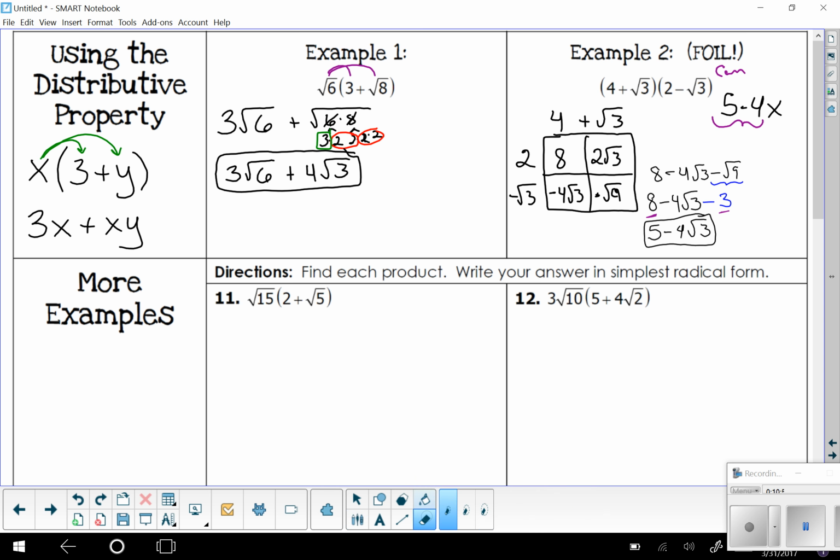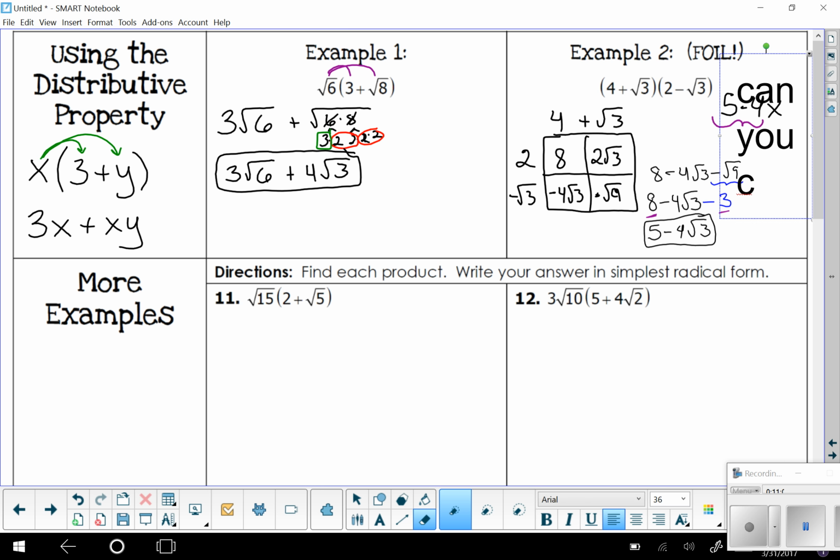Oh, let's not do it that way. Can you combine 5 and 4?